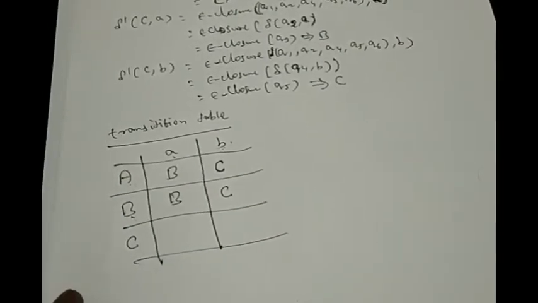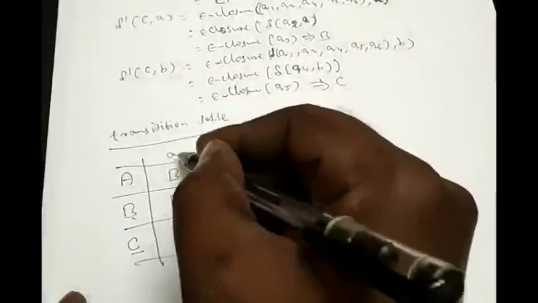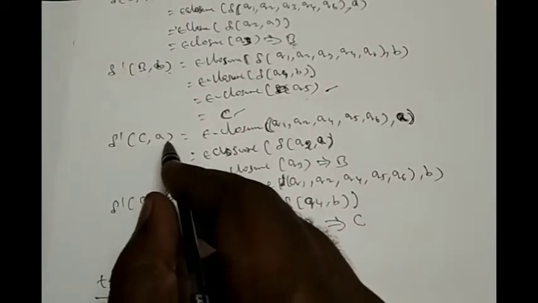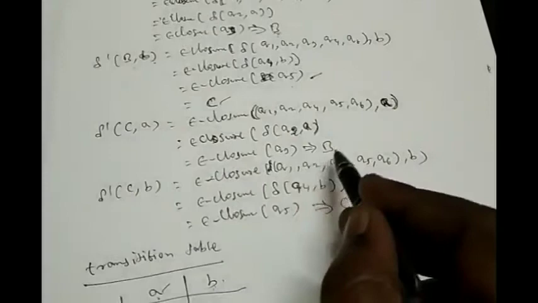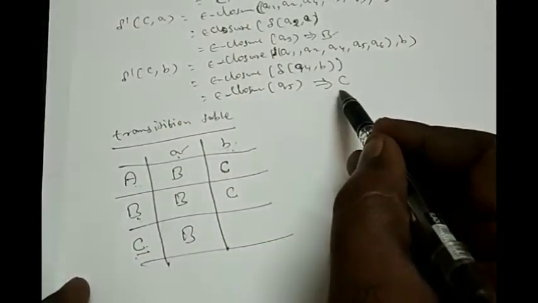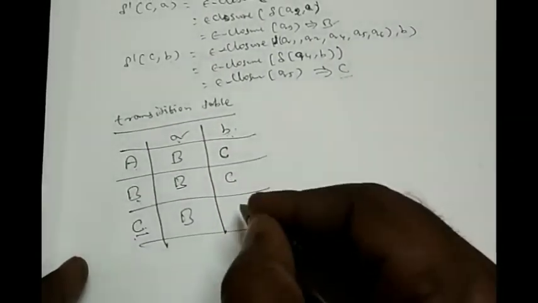Okay. So now for set C, the input symbol is a. Now when a is applied on C, what happens? So when a is applied on C, it actually generates B here. B. Okay. Now when input b is applied on C, what is it generating? So when input b is applied on C, it is actually generating C here. Okay, so I write C.